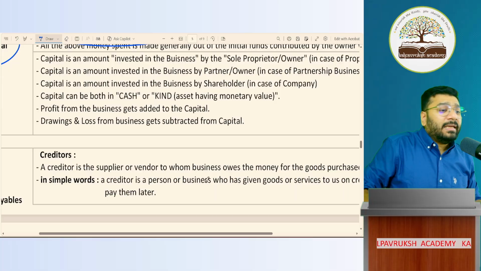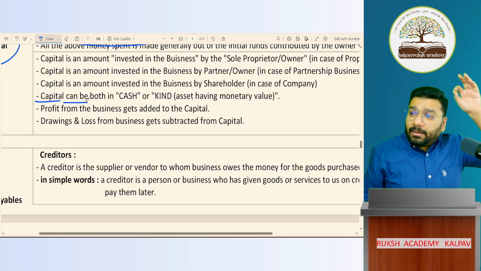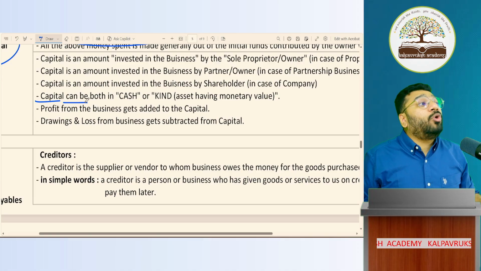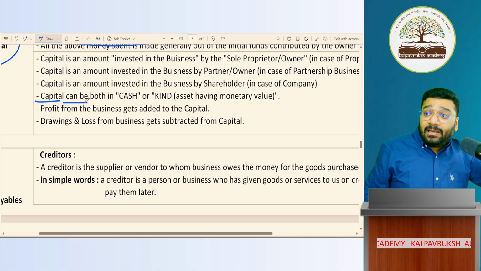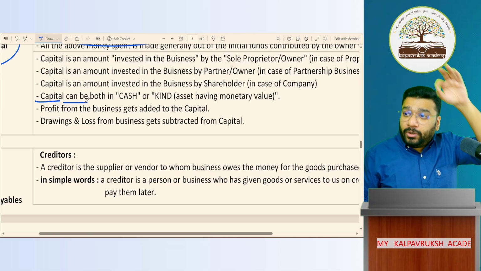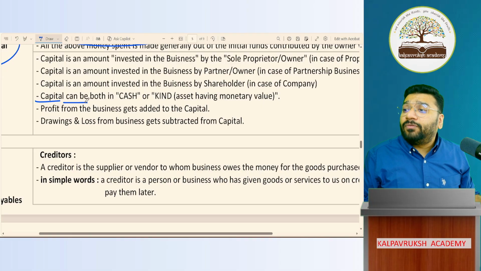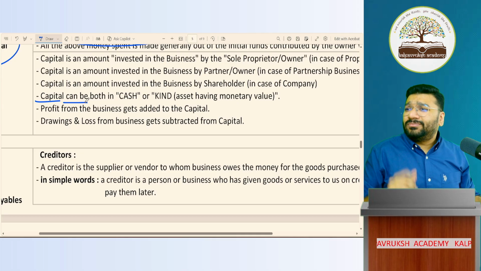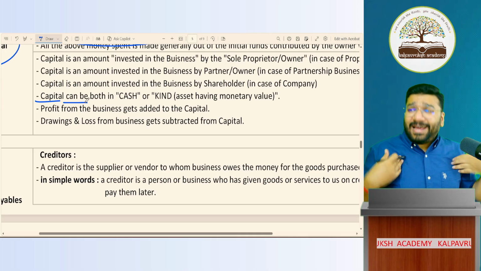Okay. Then, capital can be contributed only in the form of cash. True or false? Capital contributed by the owner will only be in the form of cash. True or false? Say true.